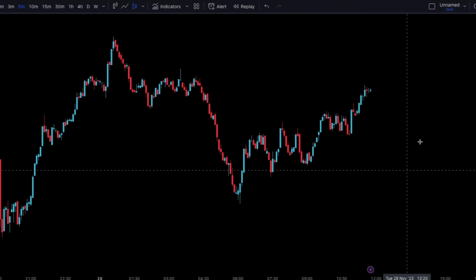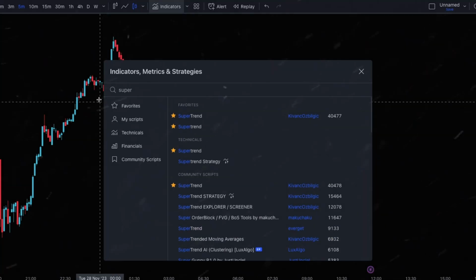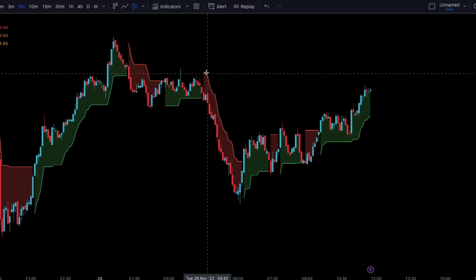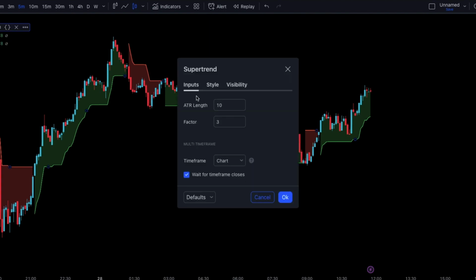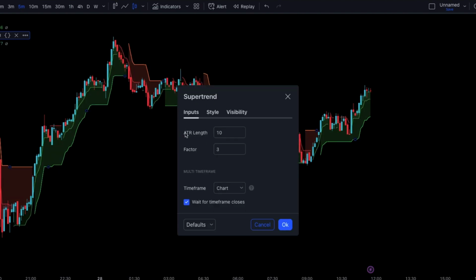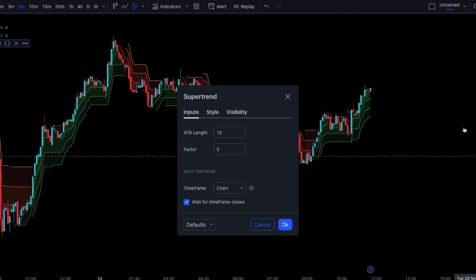So now we need to head on over to the indicators tab and search for SuperTrend, and we're going to need 3 of them. Once loaded, we need to make some adjustments, so double click, head on over to input, and for the first SuperTrend, the ATR length will be at 10 and the factor will be at 1. Now for the second SuperTrend, we're going to change the inputs from ATR length 10 to 11, and we're going to change the factor to 2. Now for the final SuperTrend, we're going to change the ATR length to 12 and keep the factor at 3.